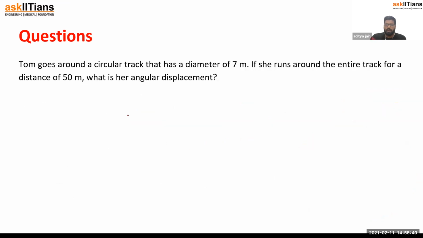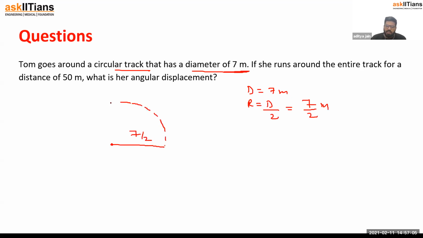Clear? Okay. Now see your second question on angular displacement. Tom goes around a circular track that has a diameter of 7 meter. So if diameter is 7 meter, what about radius? Radius will be half of diameter. Yes or no? That will be 7 by 2 meter. It is going around a circular track which has a radius of 7 by 2 meter.